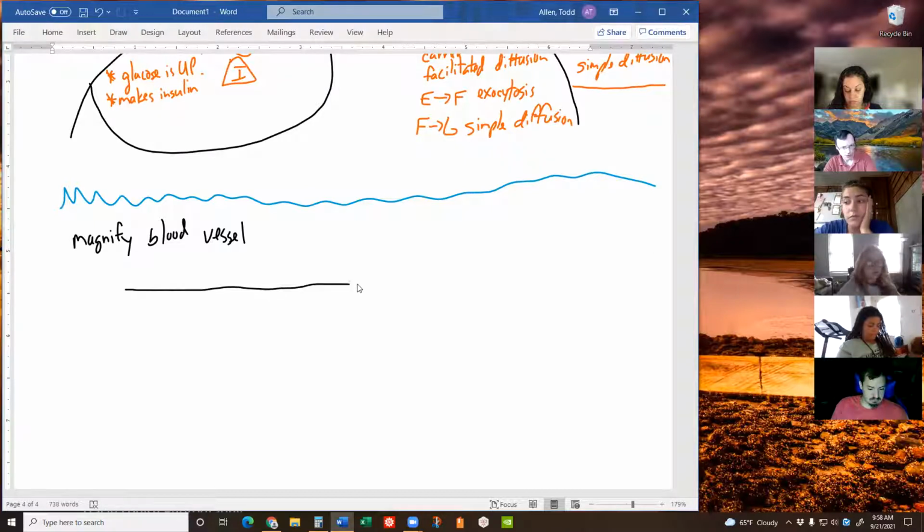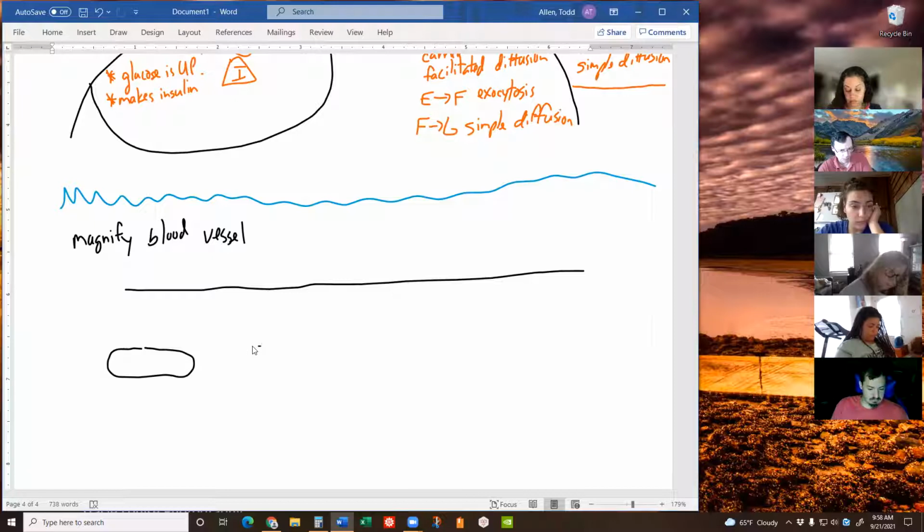So here's the top of the blood vessel as you saw it. But what I really want you to appreciate is that the blood vessel wall is actually made of cells, right? Cells. So here's the bottom of the blood vessel wall enlarged by cells.